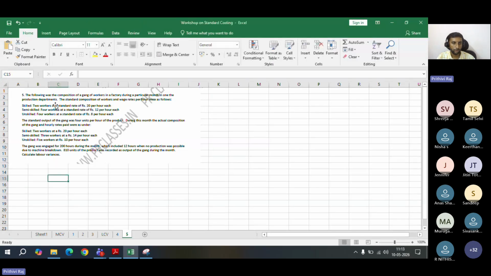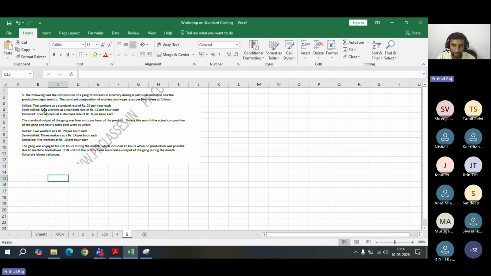The following was the composition of the gang of workers in a factory during a particular month in one of the production departments. The standard composition of workers and the wage rate per hour were as follows. So this is the standard: skilled, semi-skilled, unskilled. 2 workers at the standard rate of 20 per hour, 4 workers at 12 per hour, 4 workers at 8 per hour. So the standard rate is 20, 12, 8. Standard hour is labor hours, as I said. We have only the labor hours we require, right? You have to multiply it. Let's see how we calculate that.